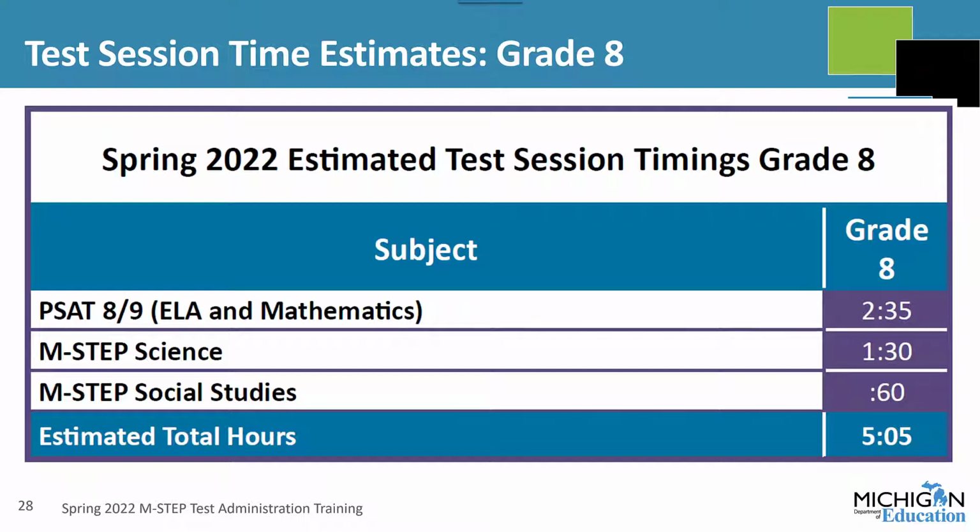These are the testing time estimates for 8th grade. For MSTEP, the time estimates for each test do not include time for reading directions, answering questions, or other classroom tasks. The PSAT 8-9 is a timed test, while MSTEP is not a timed test. The operational MSTEP science test is estimated to take 90 minutes to complete. The MSTEP social studies test is estimated at 60 minutes. The PSAT 8-9 time estimate includes scheduled breaks and will take 2 hours and 35 minutes total.